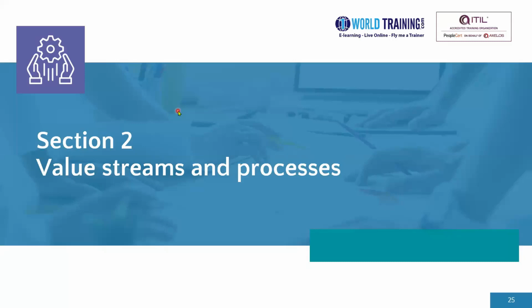We are now in section 2, the value streams and processes dimension for this practice. There will be 5 questions from this section in the exam. Just like the previous section, the key concepts of information security management will also have 5 questions. Together, section 1 and 2 make up 10 questions of the 20 in the exam. So section 1 and 2 therefore carry the most marks in the exam.